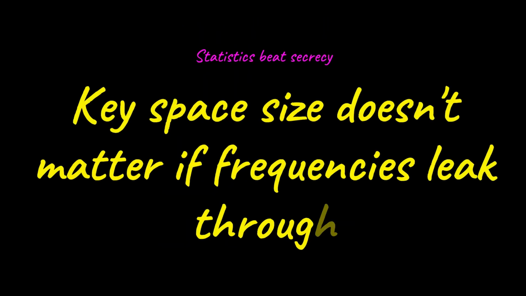It doesn't matter how astronomically large the key space is. Frequencies hand over the mapping regardless. That single flaw is why cryptography moved to polyalphabetic ciphers, which scatter the frequencies and deny analysts their stable counts.